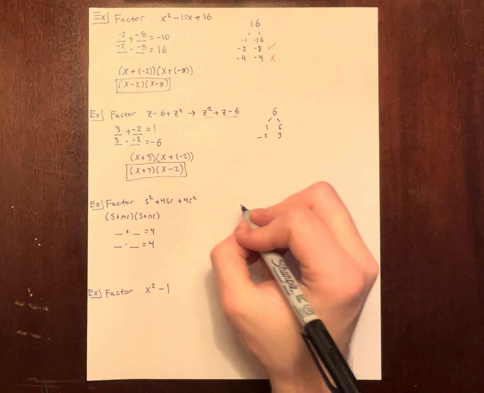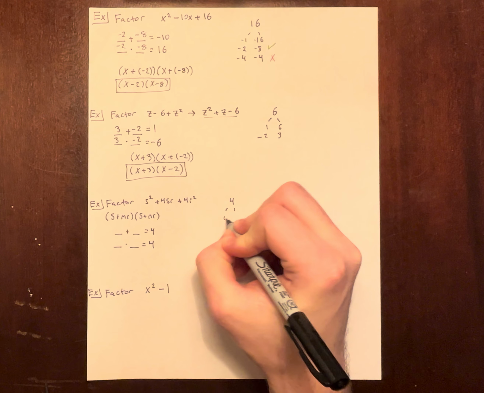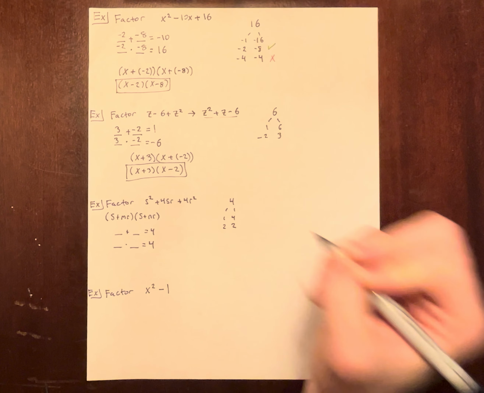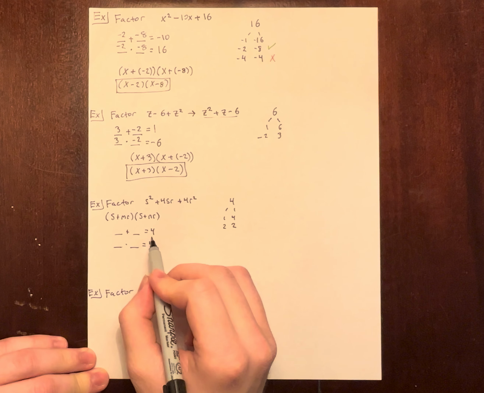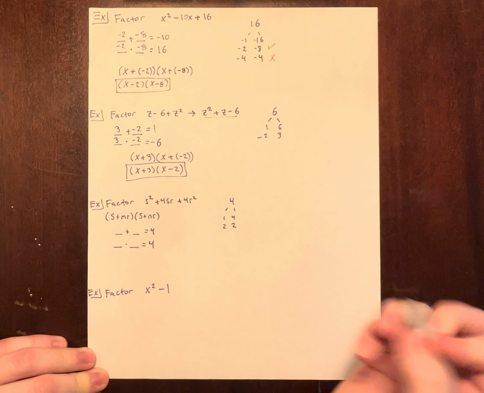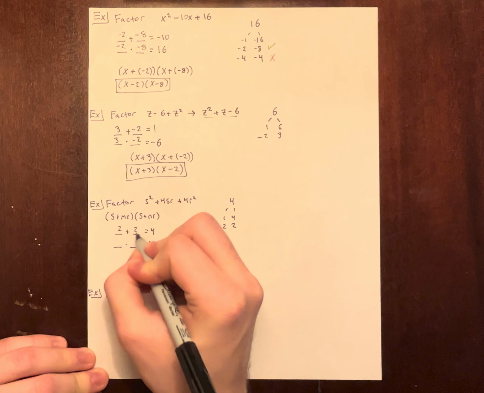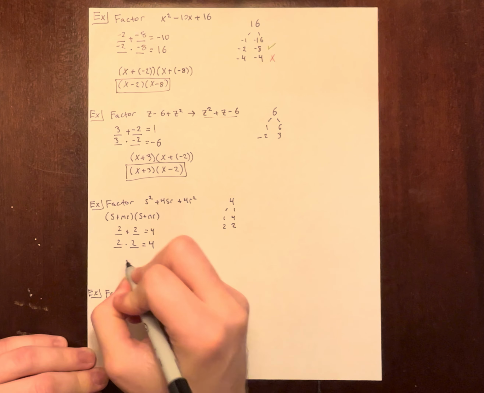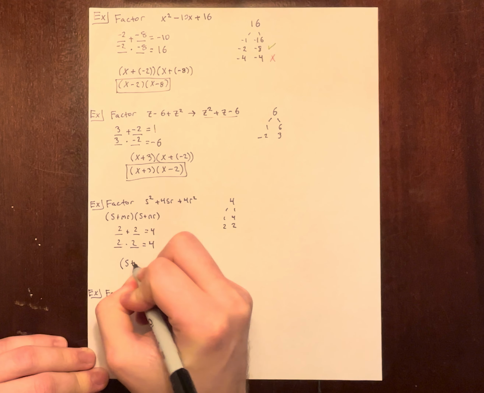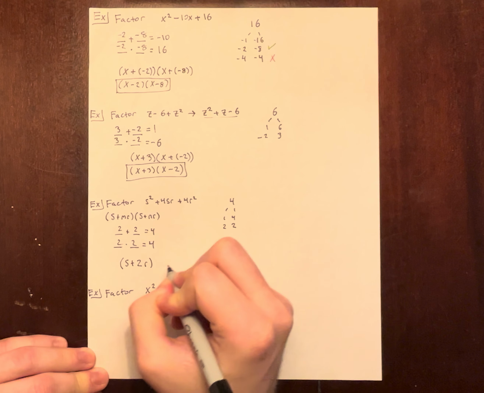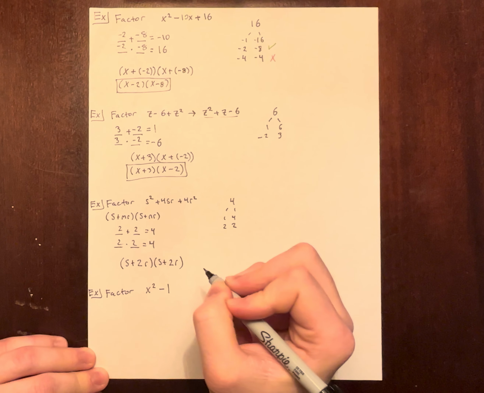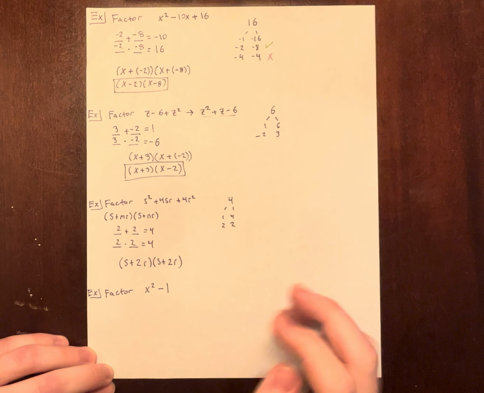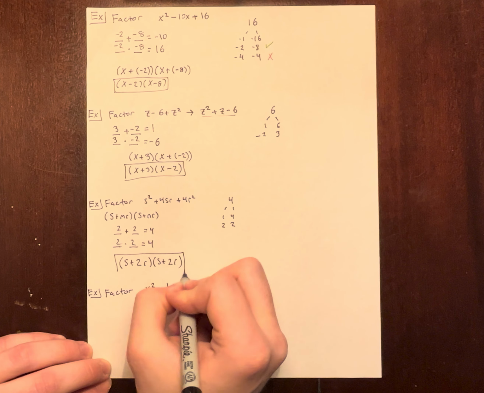So, factors of 4 are 1 and 4 and 2 and 2. Well, 1 and 4 can never add to give you 4, so it has to be 2 and 2. These are both positive, so the 2s are both positive. So now our factors are going to take the form s plus 2r times s plus 2r. And so that will be our answer for this one.